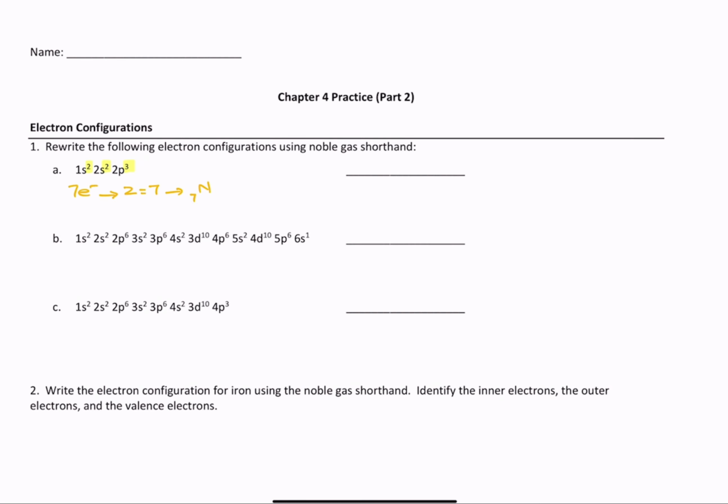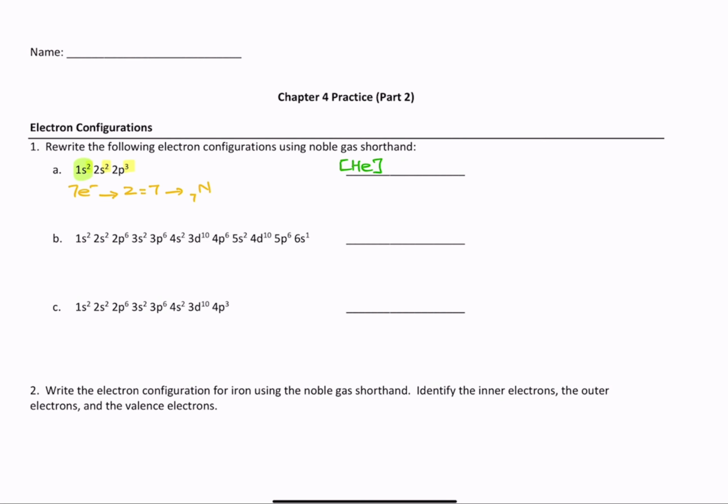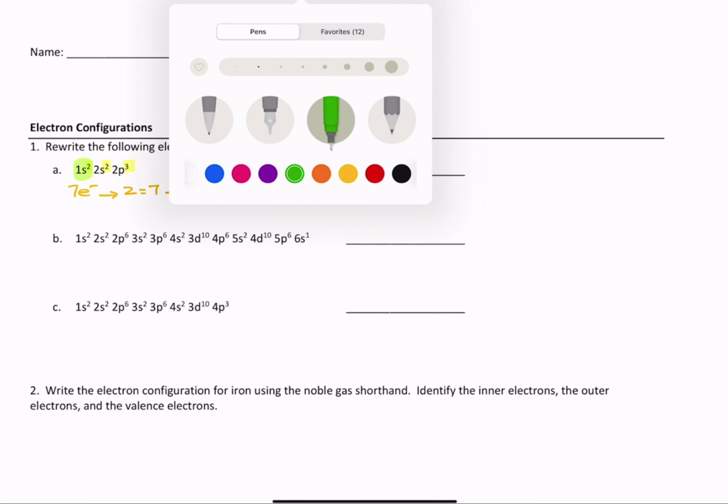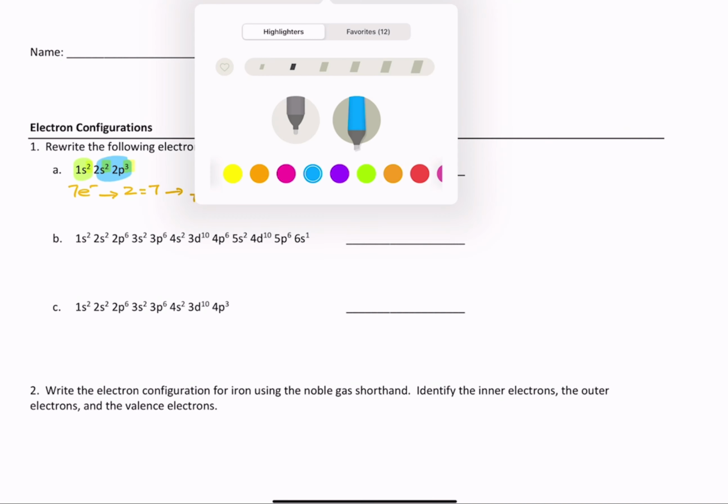For your periodic table, noble gas shorthand configuration, the noble gas on the line before is helium, and here are your inner electrons for the configuration of helium. And then you will copy what you have left, 2s2, 2p3. Those are your outer electrons. For B, we can do the same thing.